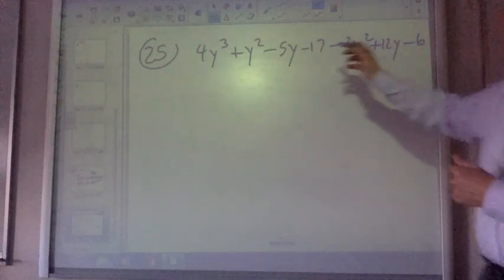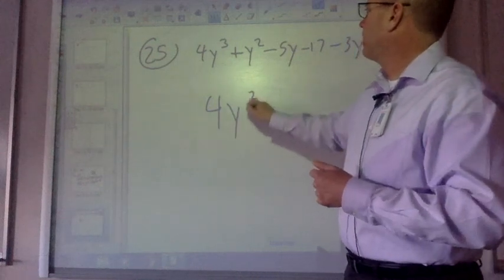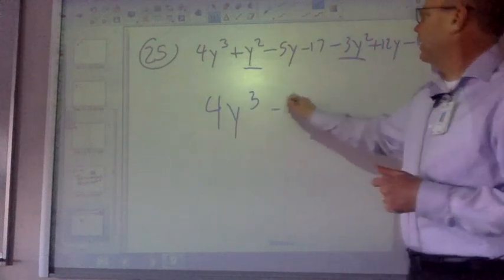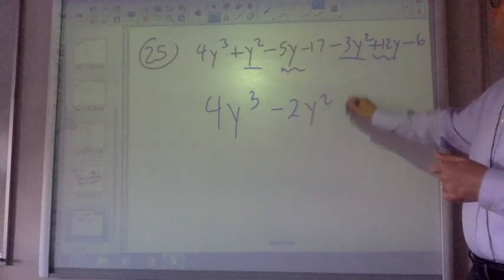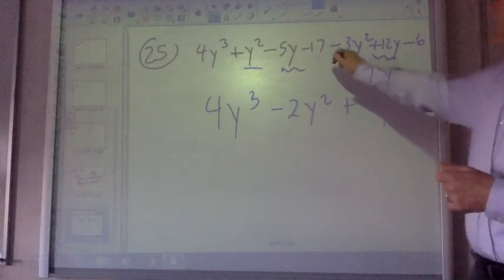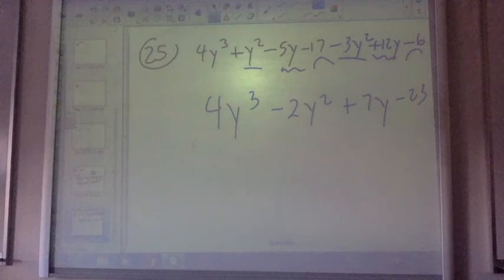Next thing I can do is let's combine like terms. So I get 4y to the third. Combine those, so I get negative 2y squared. Combine these. Plus 7y. And then combine these. Minus 23. So this is a third degree polynomial. Okay, why is it third degree? Well, the highest exponent is 3. Polynomial because you have 4 or more terms.